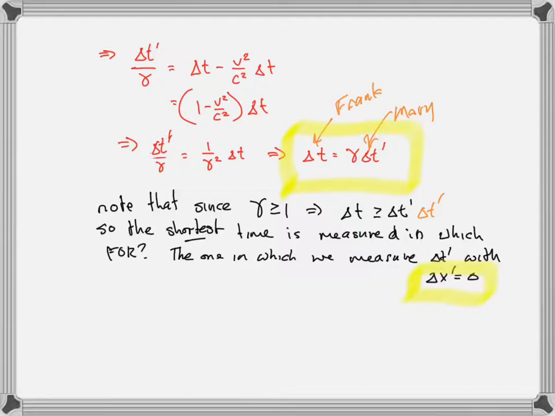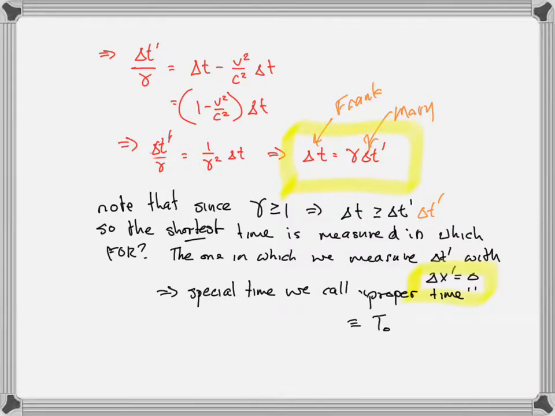So who measures the shortest time? The person who has a watch that is present at both events. Now, it may be that there's a situation where nobody has a watch present at both events, in which case I don't know which one's shorter. But the shortest possible time measured is the time measured by the watch that is present at the two events between which we're measuring the time. If the watch is present at the first event and the second event, that watch is going to measure the shortest time. That's a special time that we call proper time.